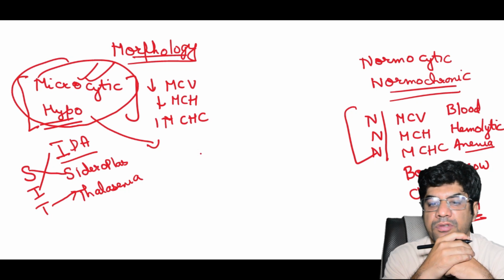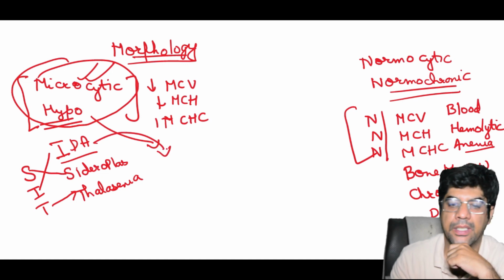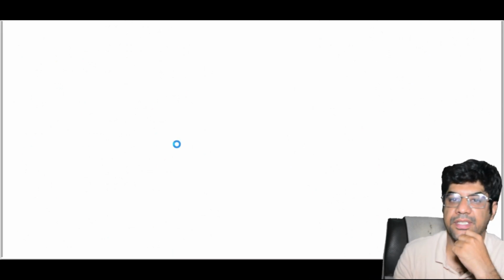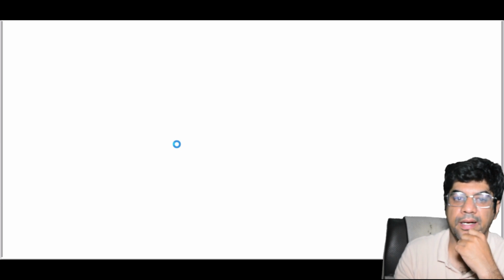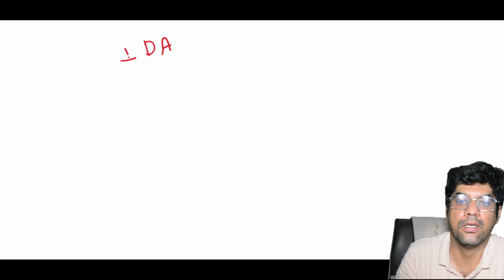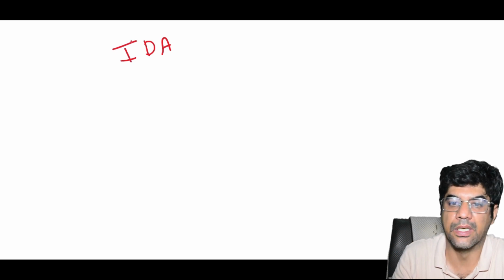Now let us discuss the causes of hypochromic anemia. The first is iron deficiency anemia. We note that the most common cause of anemia worldwide is iron deficiency anemia. Iron deficiency would impair the hemoglobin synthesis that leads to microcytic hypochromic anemia. It is the most common nutritional deficiency worldwide.